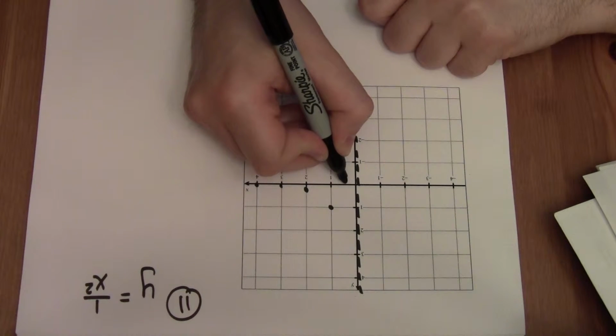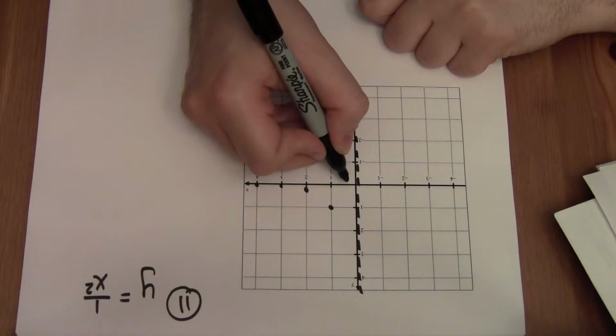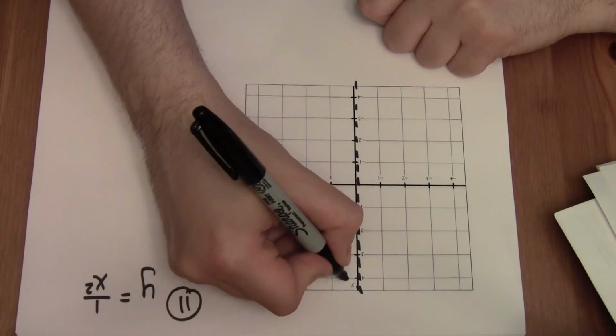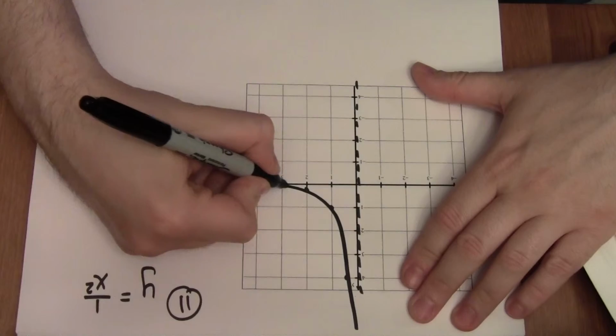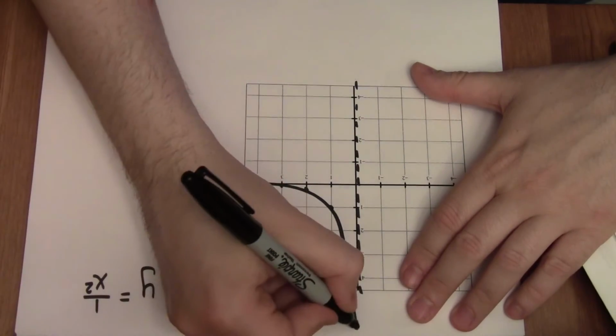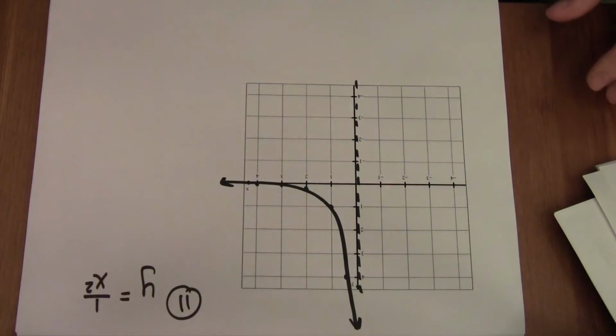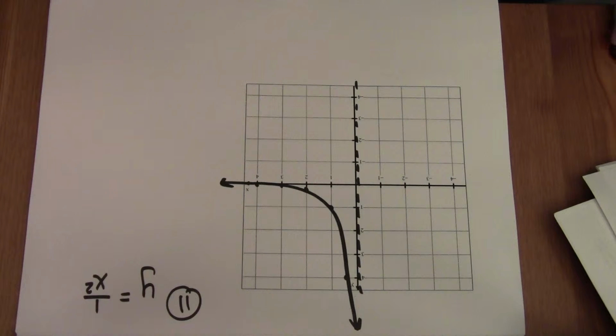Plug in a half. 1 over 1/2 squared, well, that's 1 over 1/4. 1 over a fourth is like 1 times the reciprocal, so times 4 over 1, and you'll get 4. And the graph in the first quadrant looks something like this. Similar, just different steepness as to that last problem.